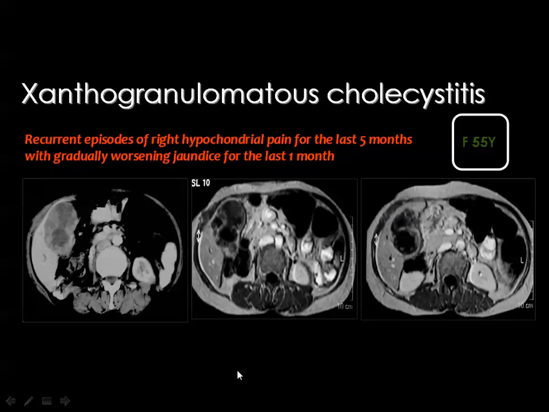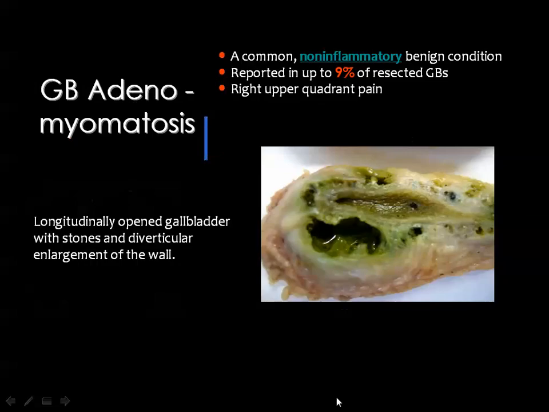And this is just a case from the literature showing that the gallbladder is enlarged, the wall is appreciably thickened, and there are masses or nodules attached to the wall. And these findings can simulate malignancy very closely, but you need surgical confirmation in order to diagnose xanthogranulomatous cholecystitis.